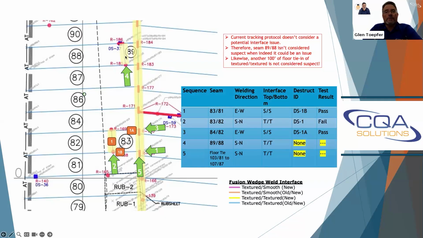It's another textured seam that this guy welded, and he might have had the same issues on that seam, or he came down and he welded this whole tie-in here, and nobody's sampling that now. Nobody's considering it because we got the destruct here, it's bounded, when in fact all of these other seams should be suspect, and it needs to be thought about and addressed as part of your protocols.